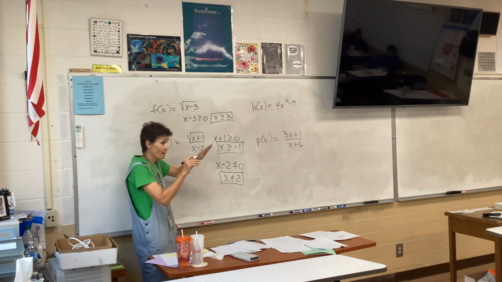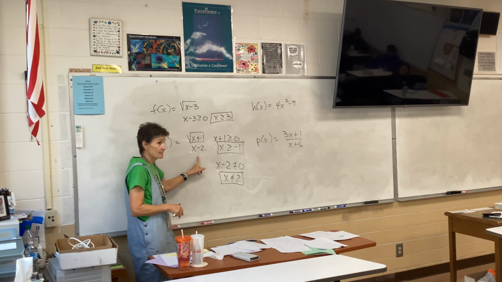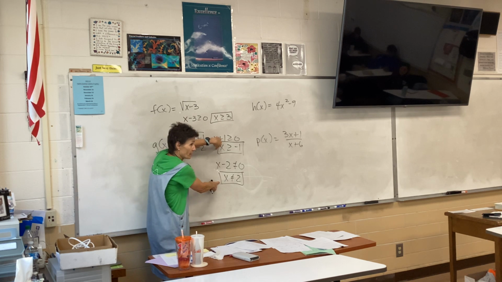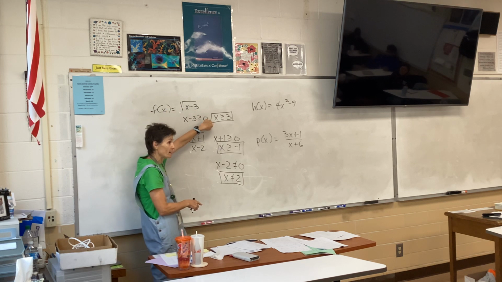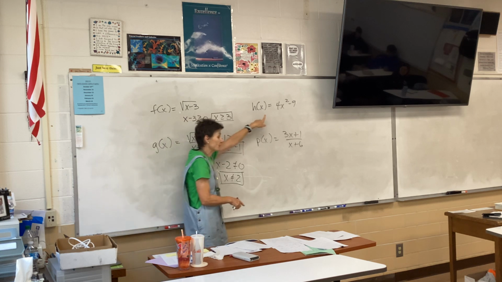Remember, domain has 2 things to look at. A radical and a denominator. If you happen to have both things, then you're going to have a 2-part answer. We only had one of them up here, so we had a 1-part answer. Right? All right, how about this one, since we're going in order?